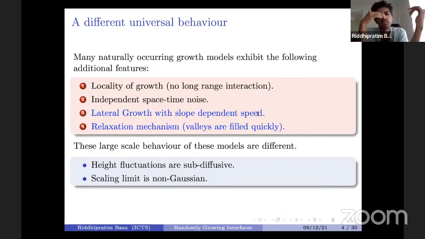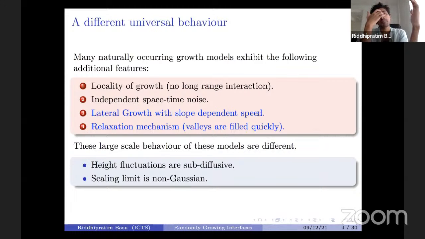And the final one, which is referred to as a relaxation mechanism, essentially means that whenever in the interface there are peaks and valleys, the height increase at the valley will be larger than the height increase at the peak. So the valleys are filled quickly. This is called a relaxation mechanism. Adding these two extra features lets you include many more interesting processes of random interface.